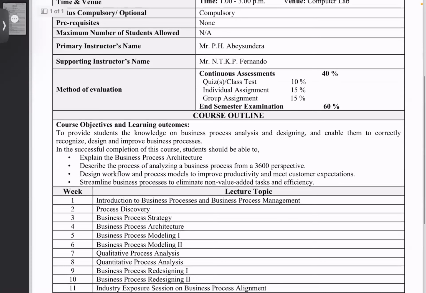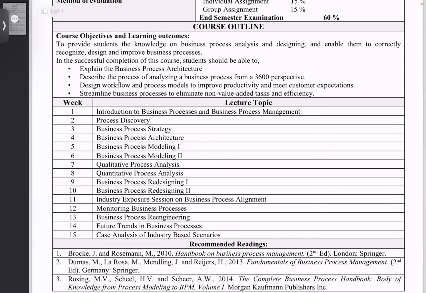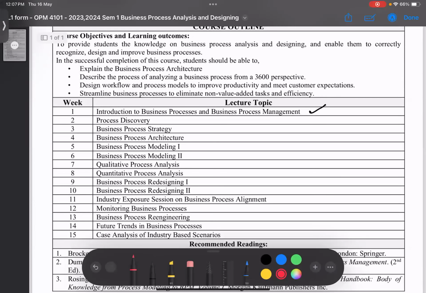These course objectives are given, and we have 15 weeks to be covered. So we have to cover the first week today. Even though I have created these 15 weeks, sometimes certain lessons might be shuffled. Shuffled means the order might be changed or the topics might be changed.